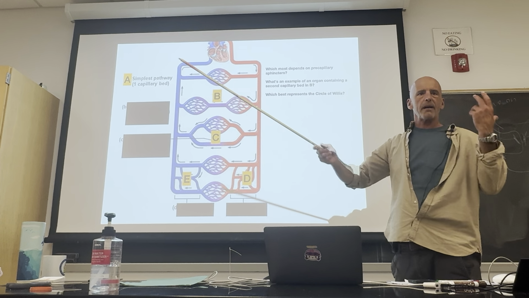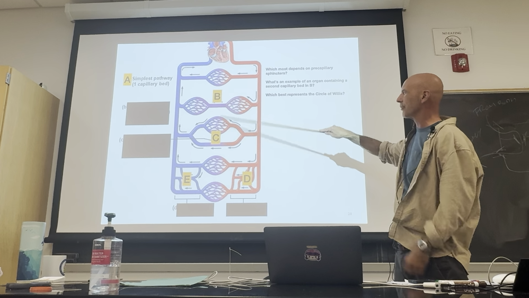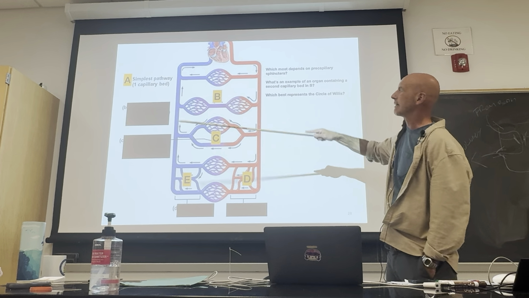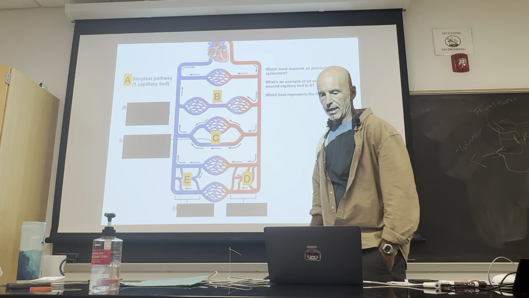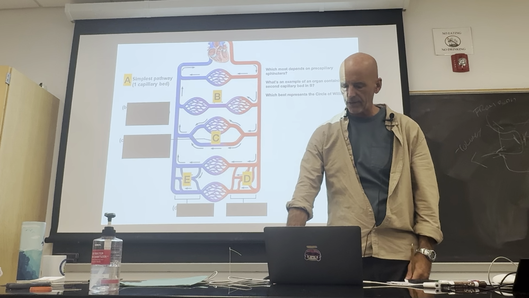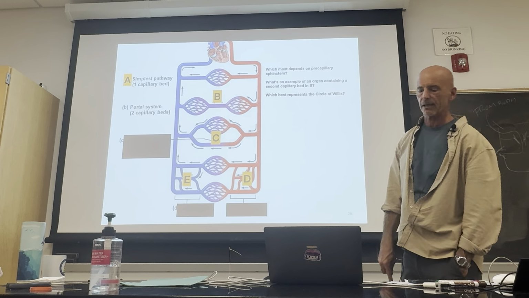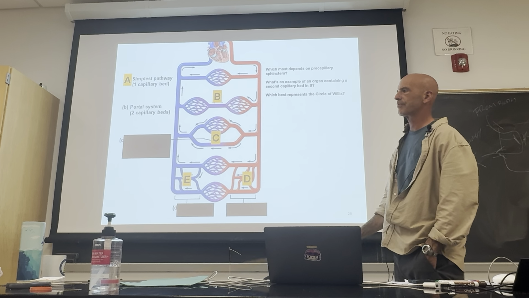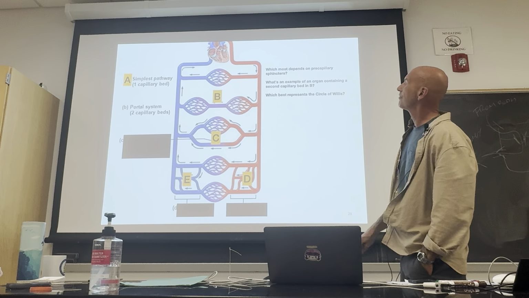This could also be your hypophysis, your hypothalamus and stuff like that. There are other portal systems. Even a kidney technically would be a portal system, but that would be that and that, right? Which one of these, so that's the portal systems, which one of these would depend on precapillary sphincters, you think? What's that? C. C, right?